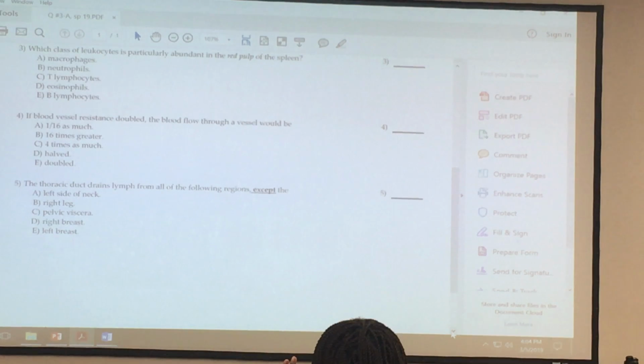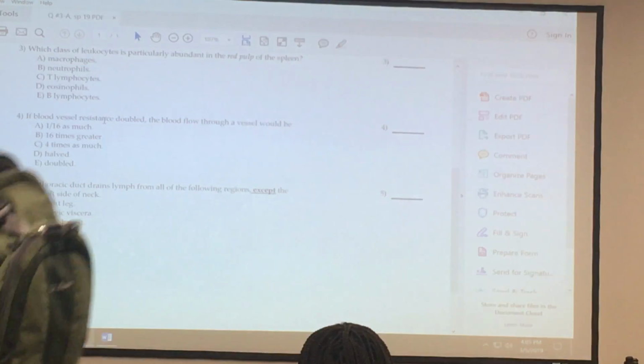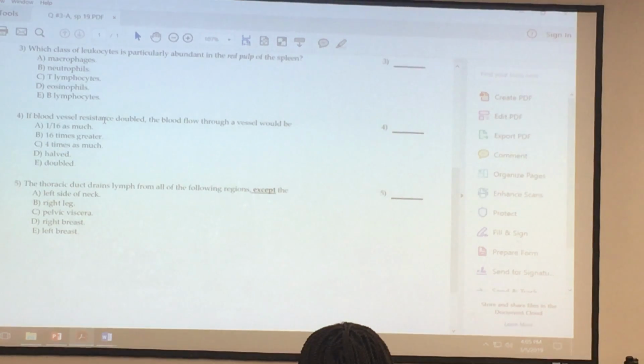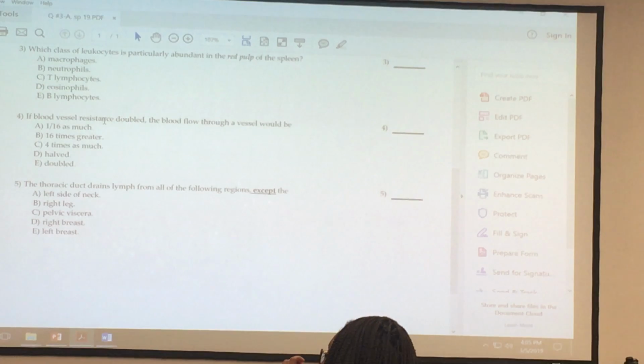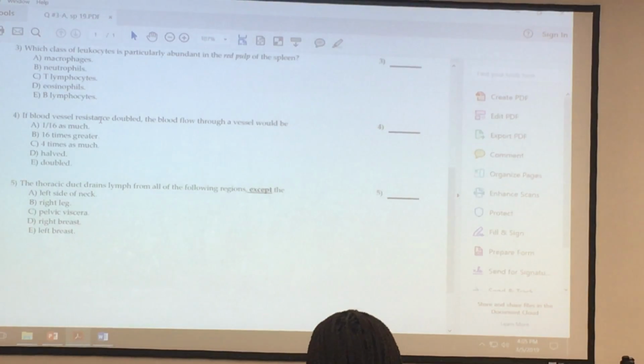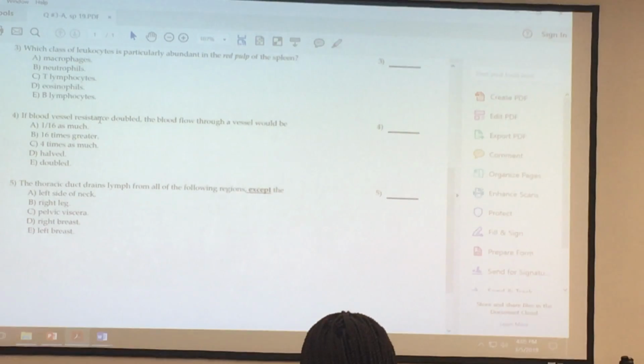If I change the question, and I don't say resistance but say blood pressure doubles, what is the flow? Now I'm talking about pressure, so if pressure is double, then F and P are proportional, so if this one doubles, the flow doubles. If R doubles, that's half.